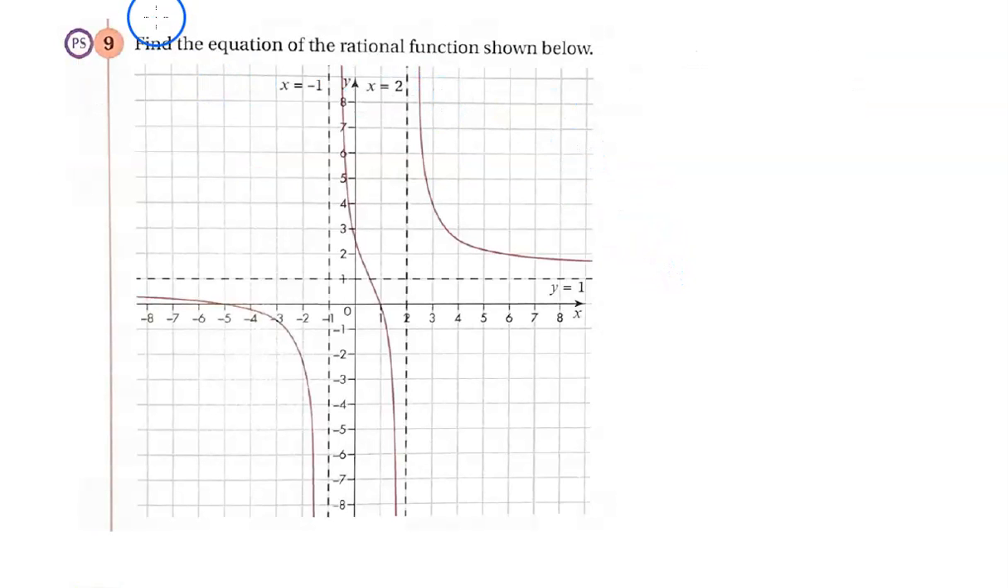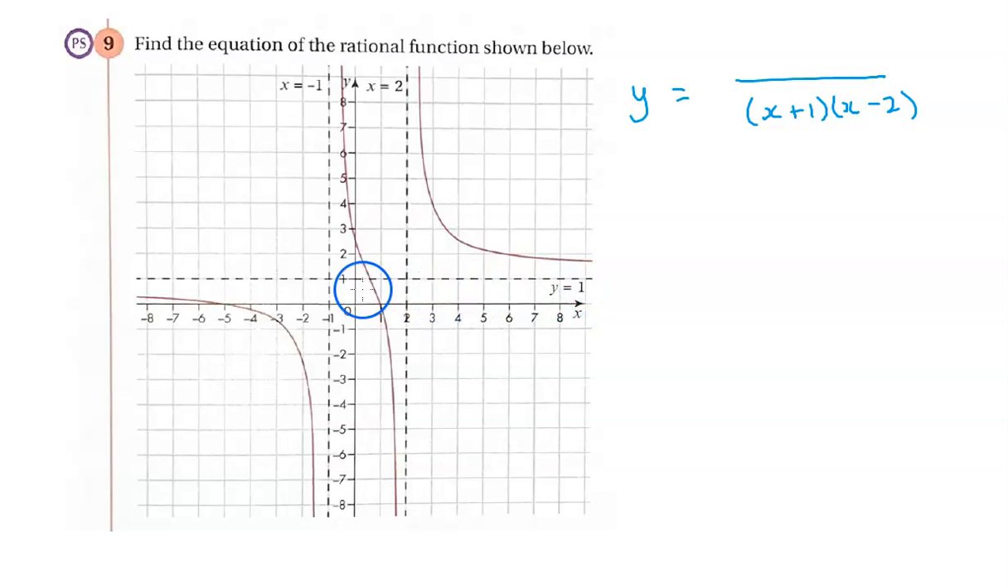And lastly, question 9 asks us to find the equation of the rational function shown here below. And we can see that there are two vertical asymptotes, so we already know it's going to look like this. It's going to be (x + 1)(x − 2) on the bottom there. It has a horizontal asymptote, which means the degree of the polynomial on top must be the same as on the bottom, which is 2.